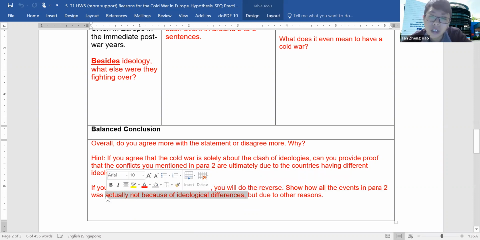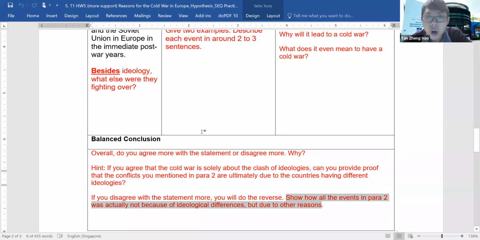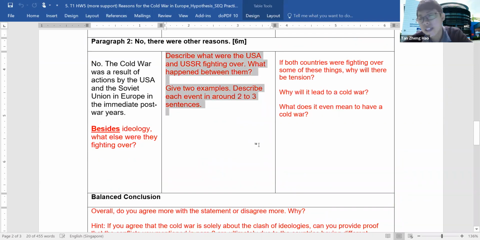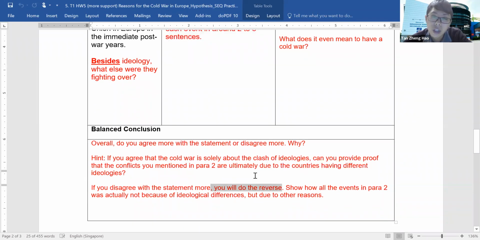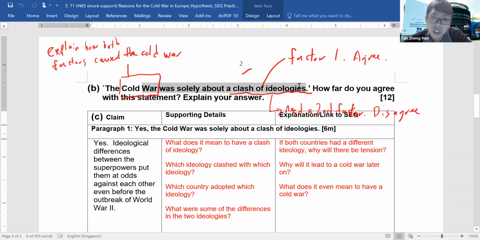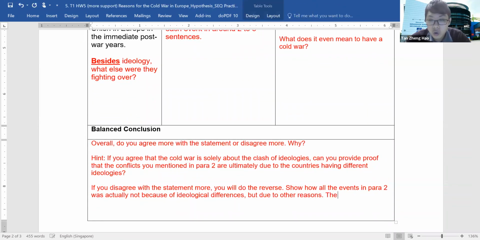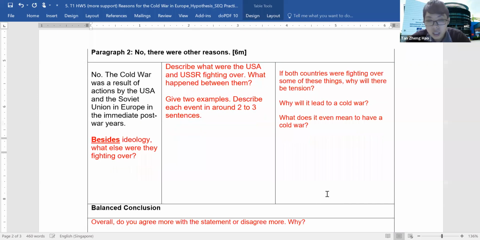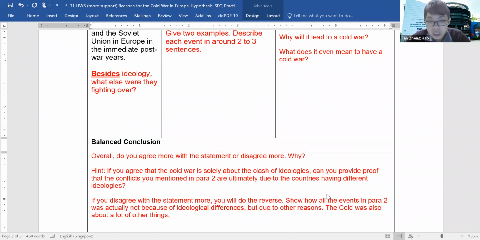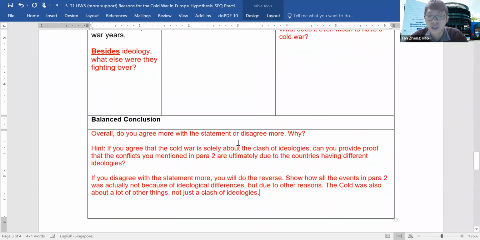You are not fighting because of ideological difference. You may have the same ideology, but you can still fight. So basically, you need to explain that all the conflict they have after the war has nothing to do with ideology. It's really about something else. Then you can therefore disagree that the Cold War was solely about a clash of ideology. I'll add on: the Cold War was also about a lot of other things, not just a clash of ideology. You basically need to prove that there are other things involved, and therefore it's not solely about a clash of ideology. Then you can end up with that as your conclusion.